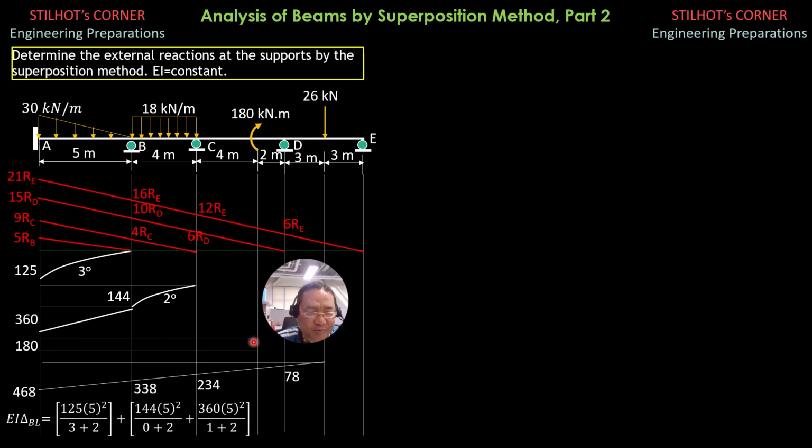We proceed to the moment due to the couple, which is only this part, 180, length 5 square, divided by 0 degree plus 2. And for this 26 kilonewton load, we have here trapezoid. Imagine 338 couple, 338 length 5, so 5 square over 0 degree plus 2. Then 468 minus 338, we have additional moment here, which is equal to 130. 130 is 468 minus 338. Then length 5 square divided by degree 1 plus 2.